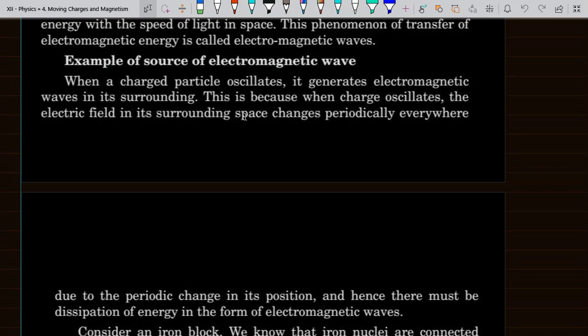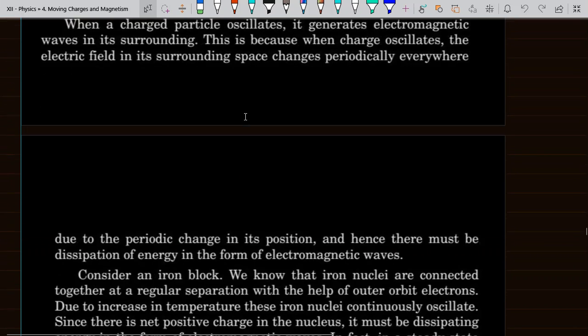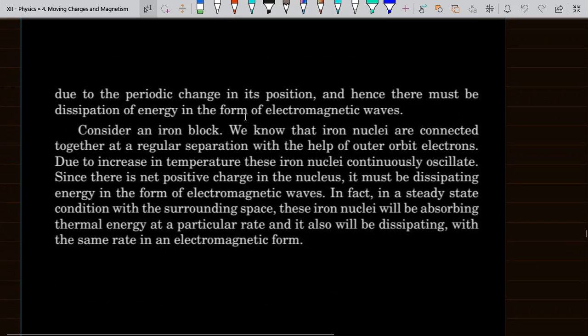This is because when charge oscillates, the electric field in its surrounding space changes periodically everywhere due to periodic change in its position, and hence there must be dissipation of energy in the form of electromagnetic waves. मतलब electromagnetic waves are the dissipated energy which are emitted at the speed of light due to the change in electric or magnetic field. Yes, exactly.